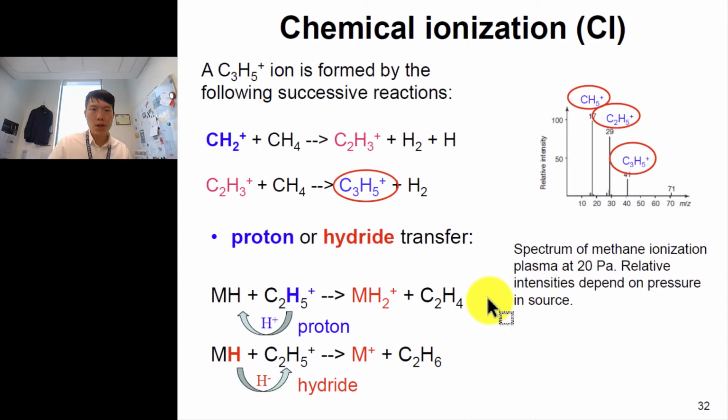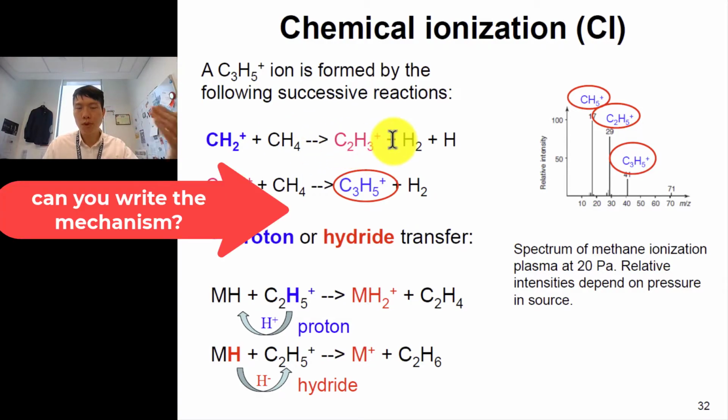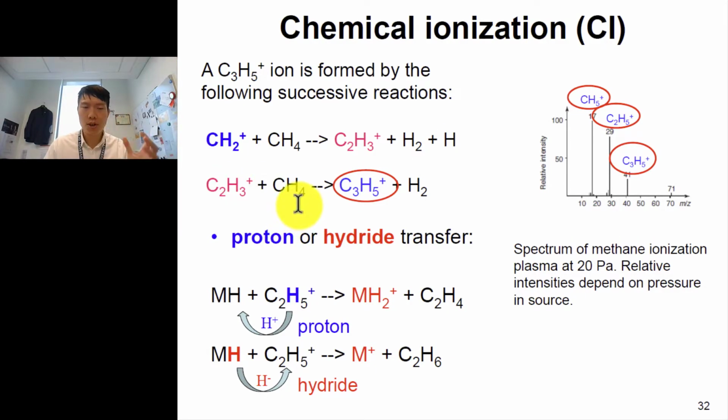Now the C3H5 plus ion is formed by successive reactions. First you combine CH2 plus and CH4, and then you get C2H3 plus, with removal of H2 gas and an H atom. Then it propagates again, reacting with the high concentration of methane to form the C3H5 plus ion. So you can see, if you analyze methane, ionized with plasma at 20 Pascal, these are the relative intensities and the identity of the ions using the m/z ratio.